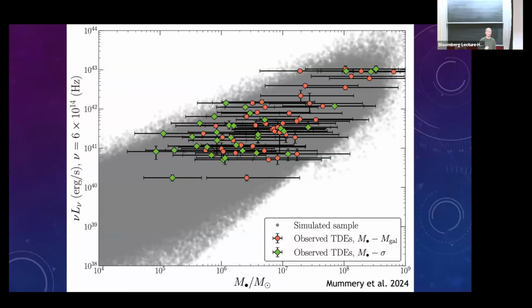So the colored points are real TDEs where you get either n sigma, or if you can't get n sigma, the galaxy mass, use a scaling relationship, and you plot the nu L nu you've measured. And you get, okay, so clearly the data seems to know about this. But this is absolutely not the way around you want to do this problem. You do not want to use galactic scaling relationships to test disk theory. What you want to do is take these nu L nus you've measured, turn them into black hole masses, and then see what happens to galactic scaling relationships.